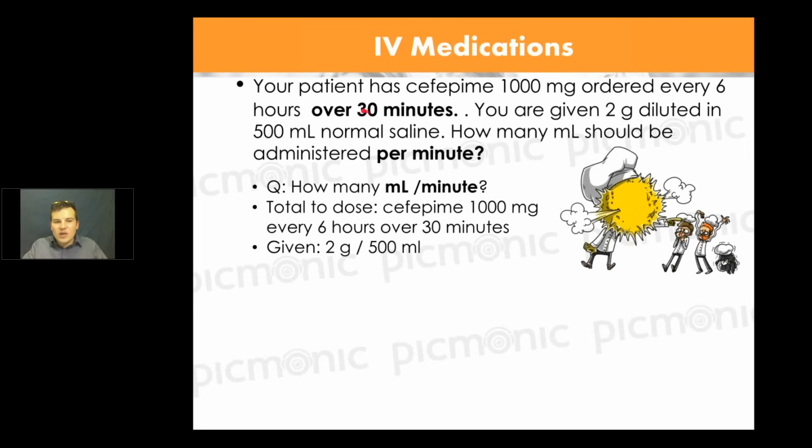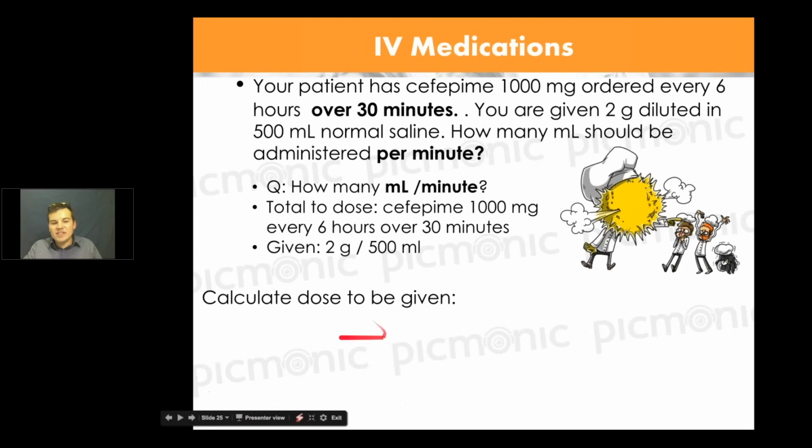Because the next thing is here we have this over 30 minutes part, right? So we know we have 250 mLs that we need to give over 30 minutes. So if I know the whole dose of what I need to give, I know I need to give 250 mLs of my 2 grams in 500 milliliters bag. That's a lot of words to say out loud to try to keep straight, and that's why I always write it down. And that's why I always follow the exact same thing.